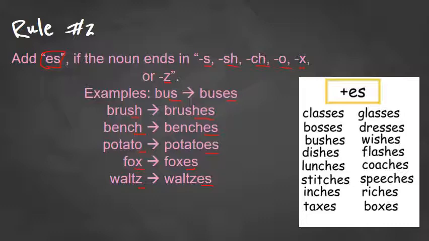Other examples: classes, bosses, bushes, dishes, lunches, stitches, inches, taxes, glasses, dresses, wishes, flashes, coaches, speeches, riches, boxes. So you see, we still have more and more nouns that end with these letters that must take es when changed from singular to plural.